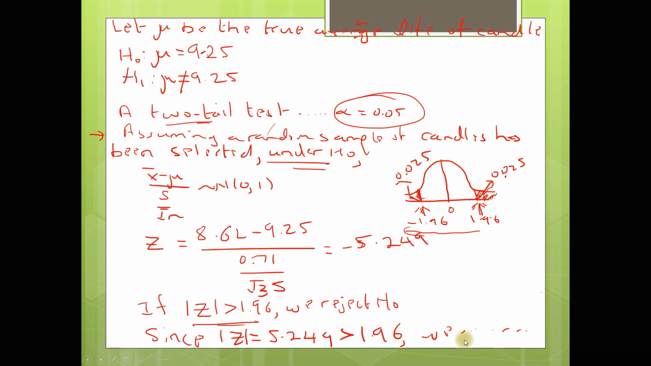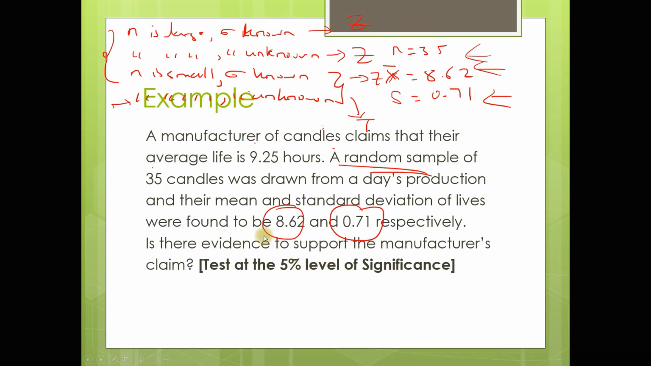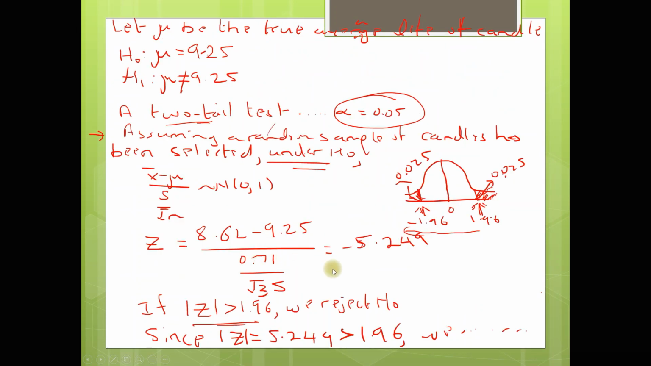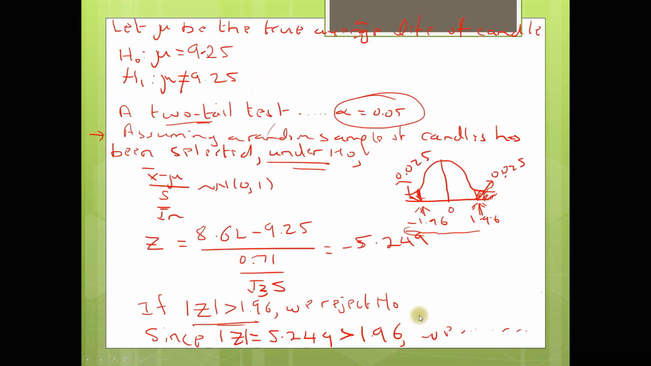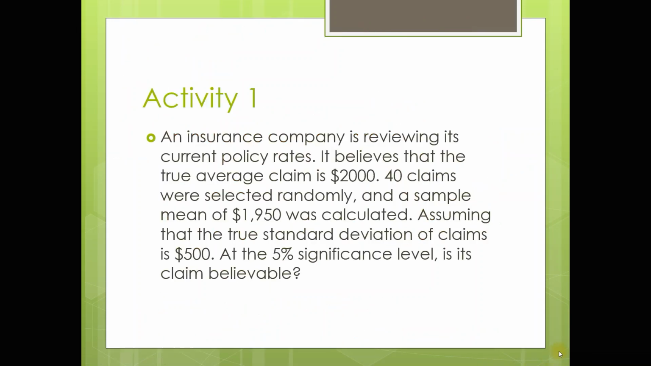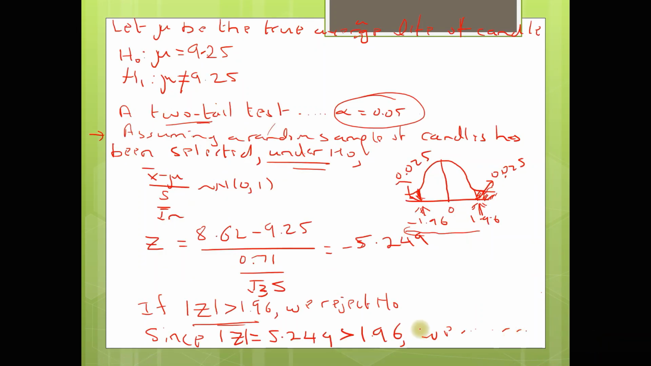So since modulus z is greater than 1.96, we reject the null hypothesis at the 5% level of significance and conclude that, since we rejected the null, it means that it is not 9.25. So if it is not 9.25, what was the conclusion? We conclude that there is insufficient evidence to support the manufacturer's claim. So that is the conclusion that we had to do.